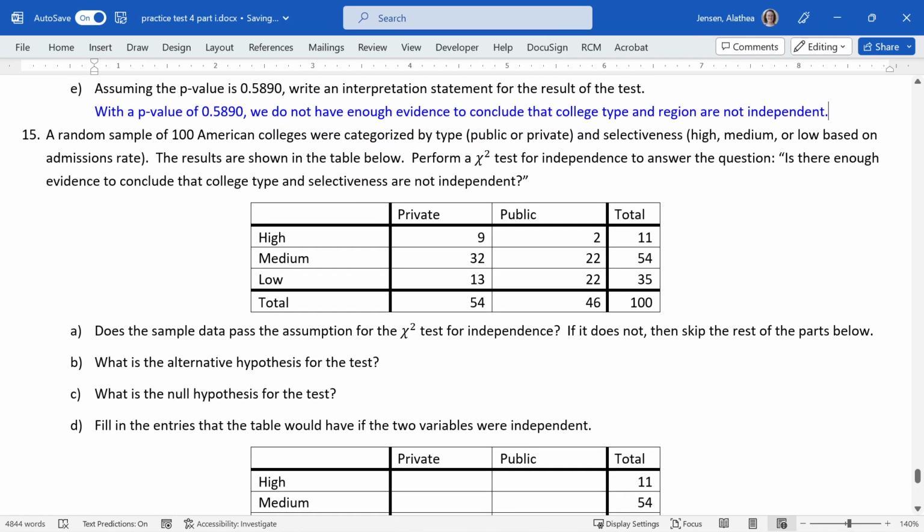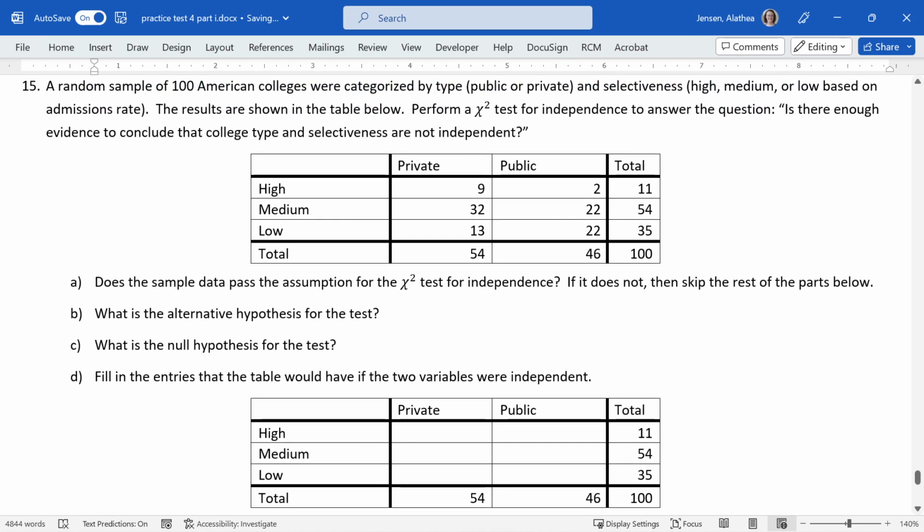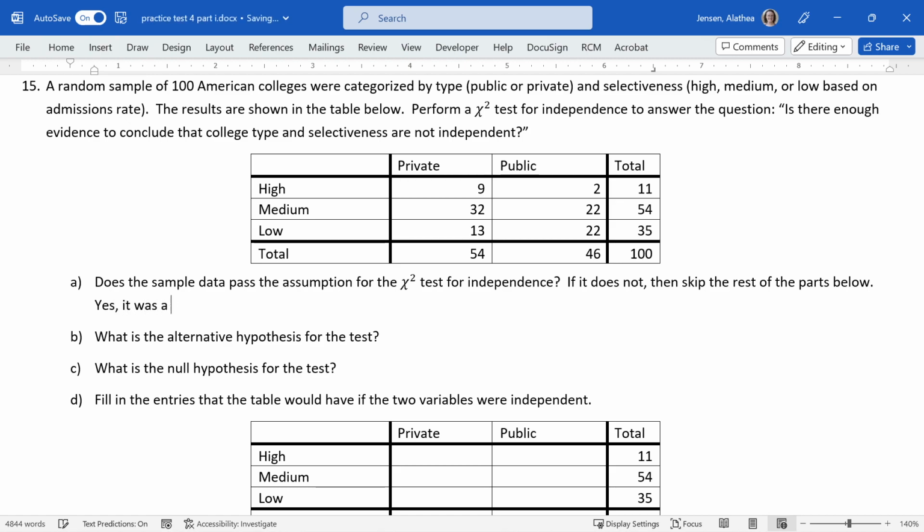A random sample of 100 American colleges were categorized by type, public or private, and selectiveness, high, medium, or low, based on admissions rate. The results are shown in the table below. Perform a chi-squared test for independence to answer the question, is there enough evidence to conclude that college type and selectiveness are not independent? Okay, so the assumption for the test, again, is just randomness, and it does say random sample right there. So yes, it was a random sample.